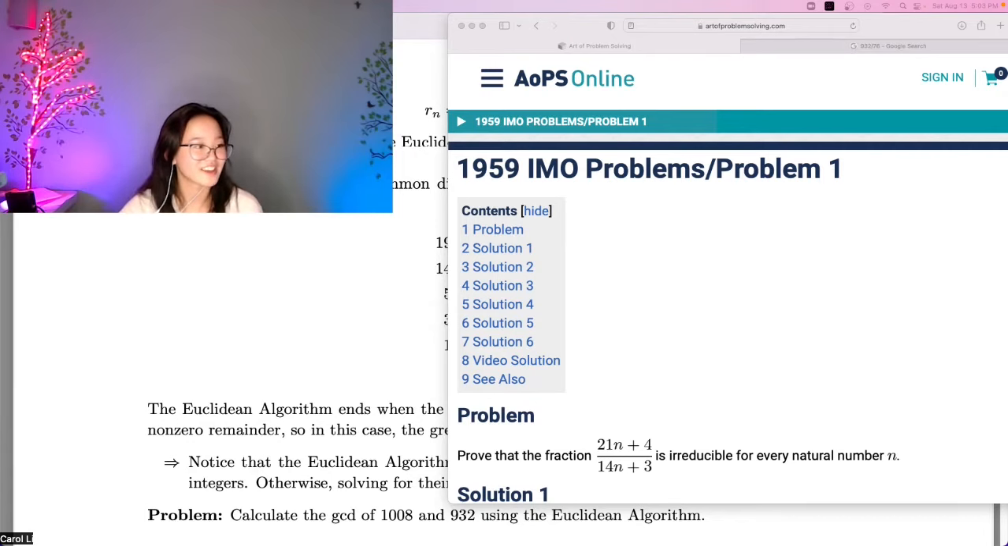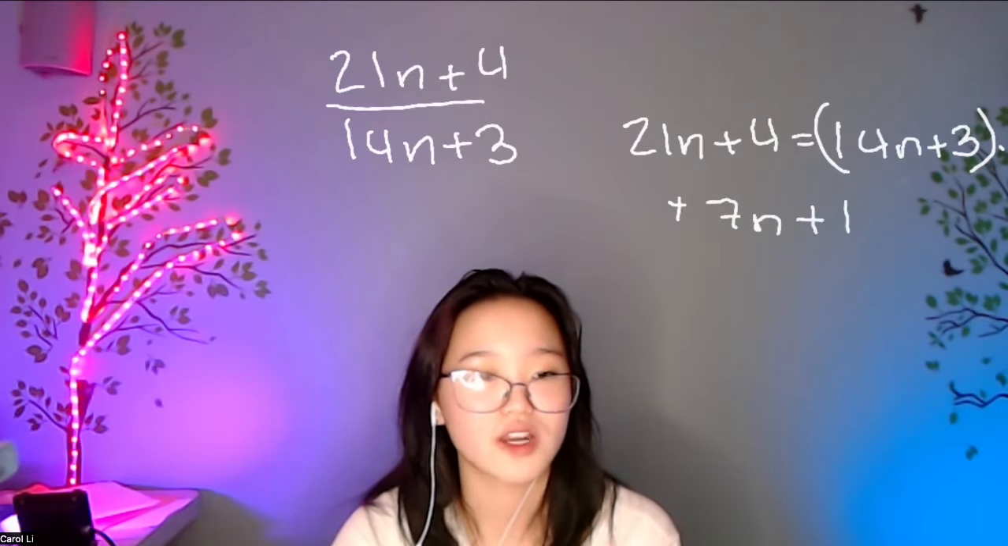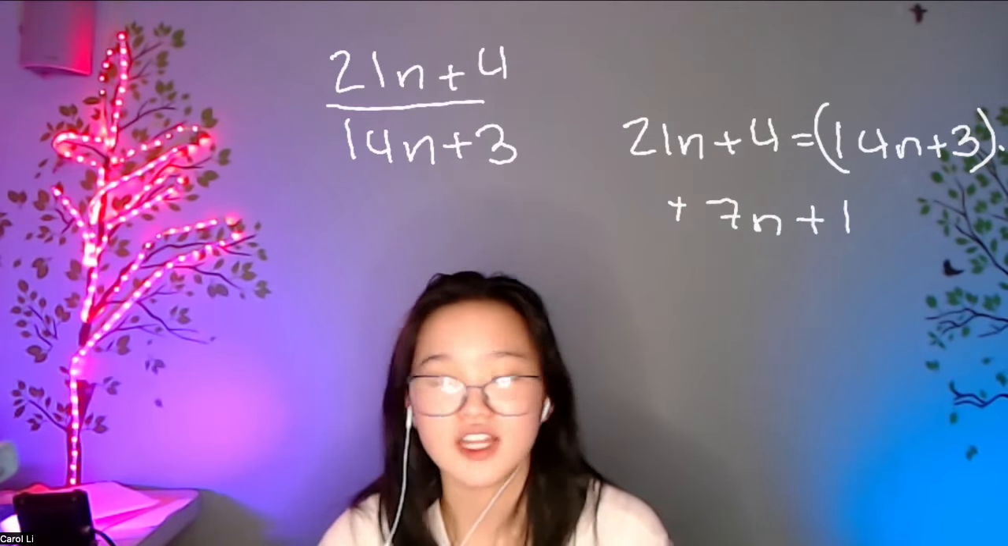The Euclidean algorithm also works with algebra. So let's do what we did earlier. 21n plus 4 equals 14n plus 3, times 1, plus 7n plus 1. Now we go with 14n plus 3. You take the smaller number, 7n plus 1.